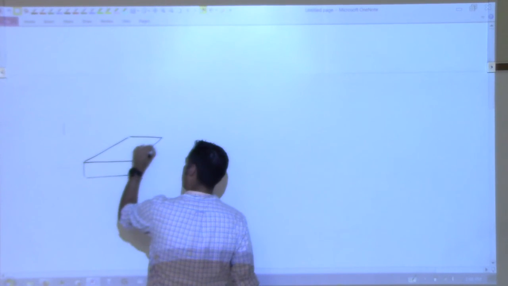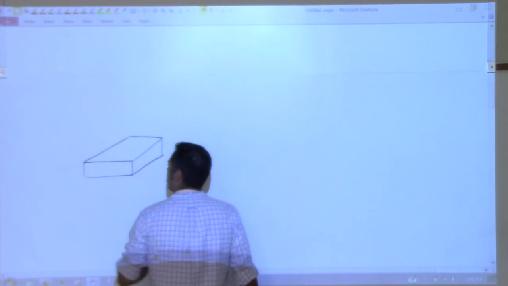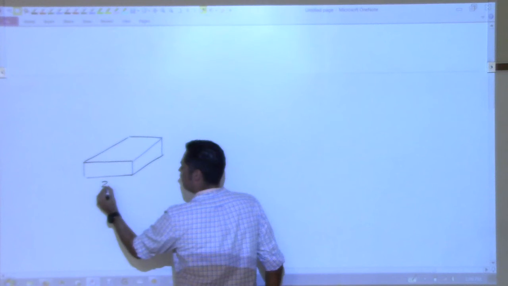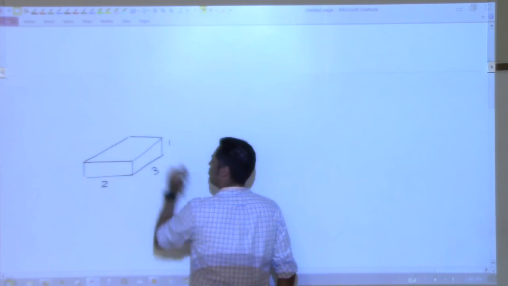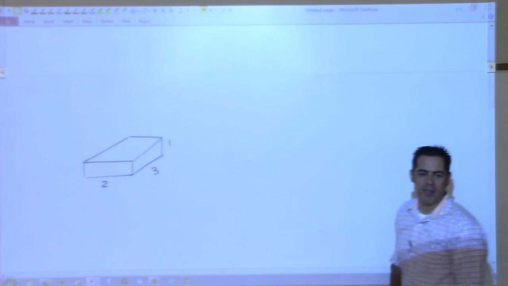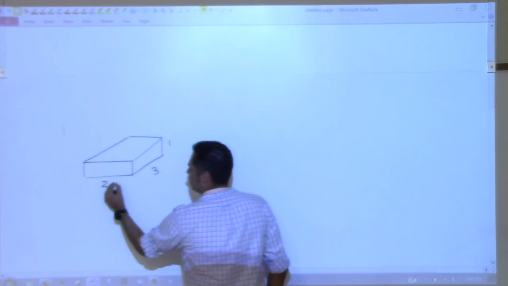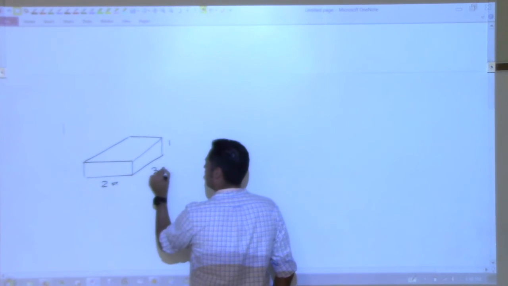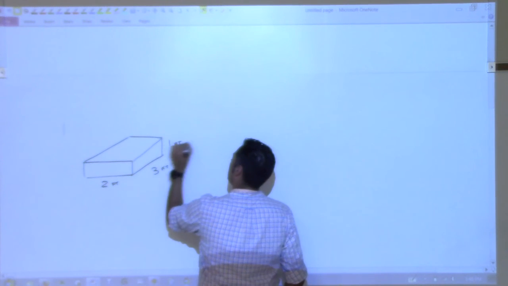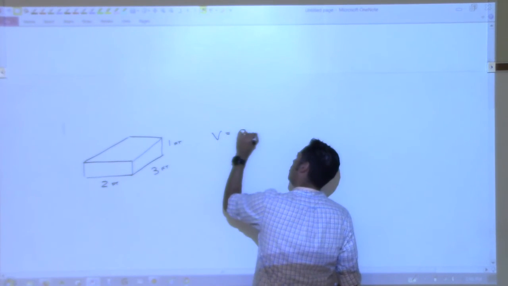Draw you a box. Okay, I'm going to tell you that this is 2, this is 3, and that is 1. What is the volume of this? 6, right? So let's say this was in feet. The volume of that would be 6 cubic feet.